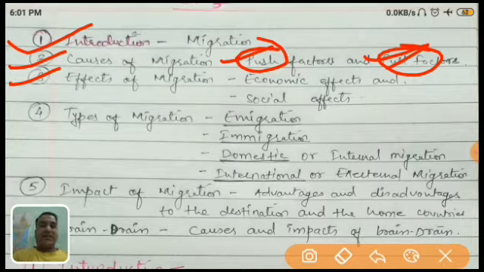What are the effects if migration happens? It means people are moving from one place to another. We are covering two effects: economic effect and social effect.